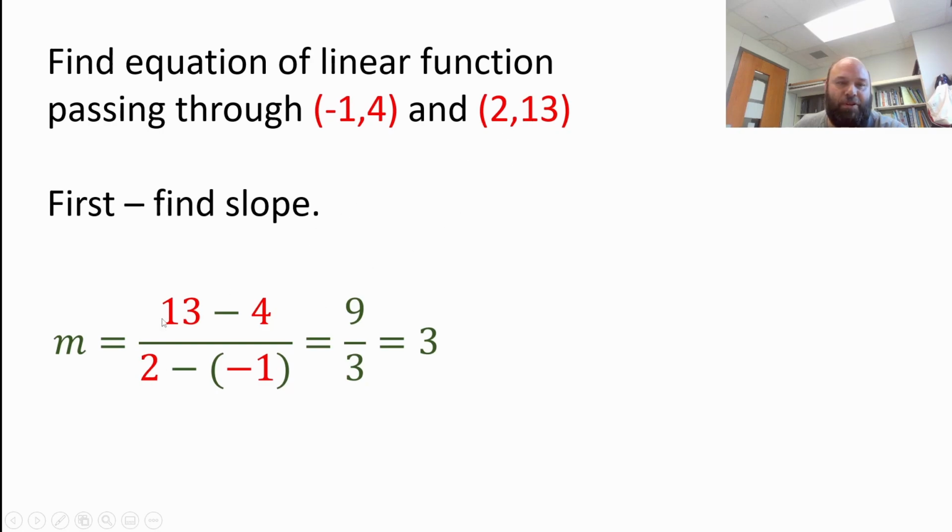So I started here with 13. That means the 2 goes first down here. And then the second y value is 4, and the -1 here goes with the 4 as points, right? Complete the calculation, you end up with 3. So now we know our slope is 3.